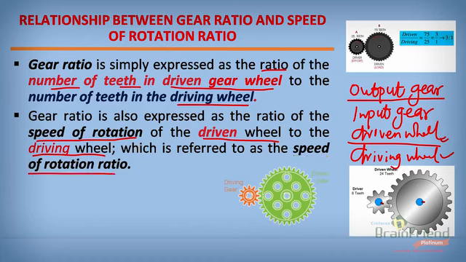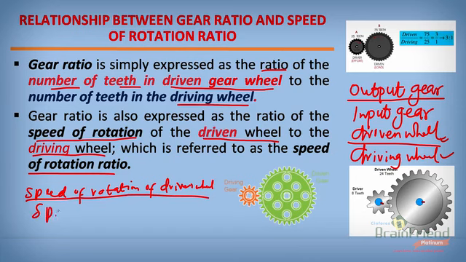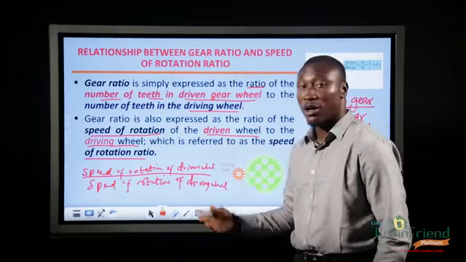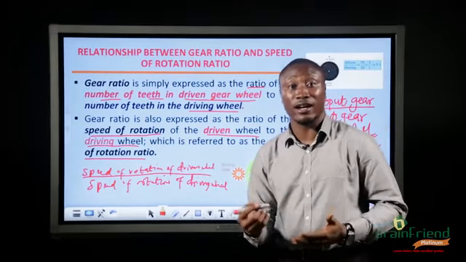So the ratio of the speed of rotation of driven wheel to the speed of rotation of driving wheel is what we refer to as our speed of rotation ratio, which is also expressed as our gear ratio.